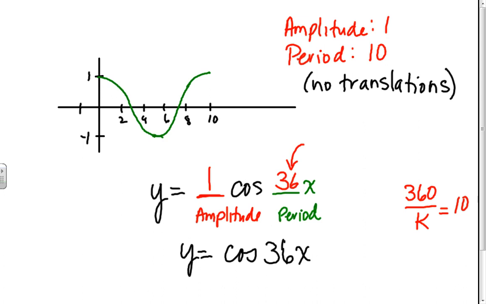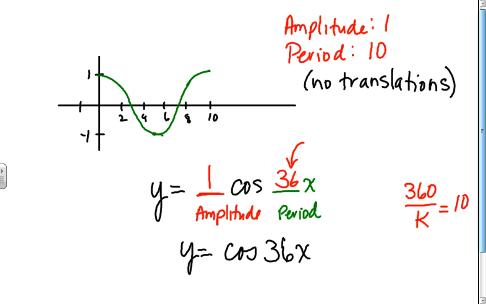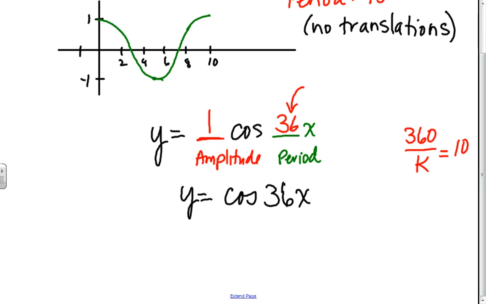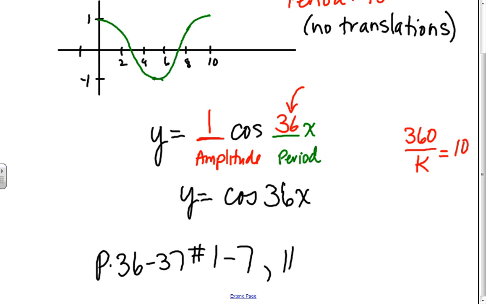The best way to do these is to do some yourselves. So we're going to have you do page 36, 37, number 1 to 7. And there's the handout that I have answers on the back, and it is probably a better starting point.